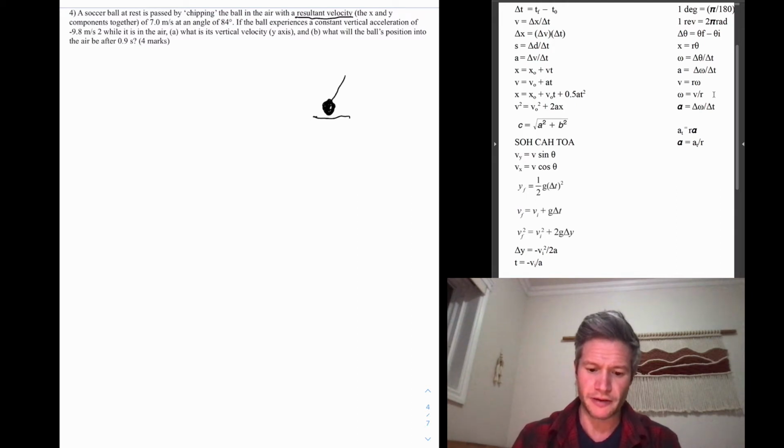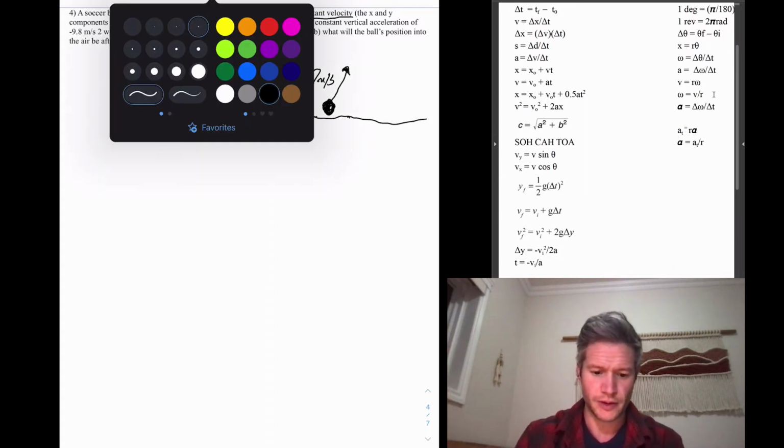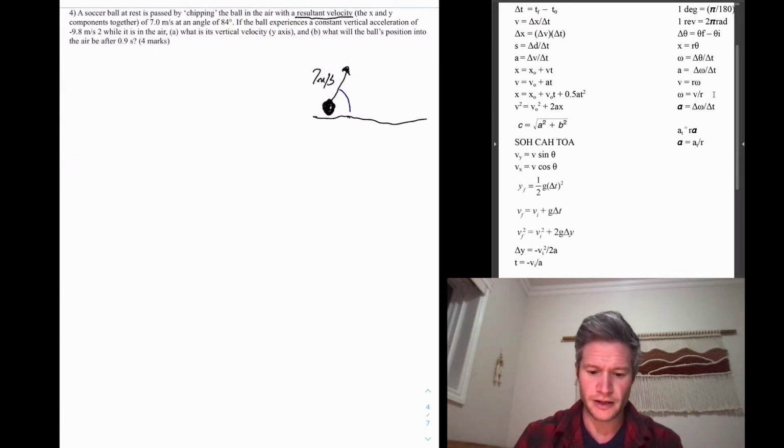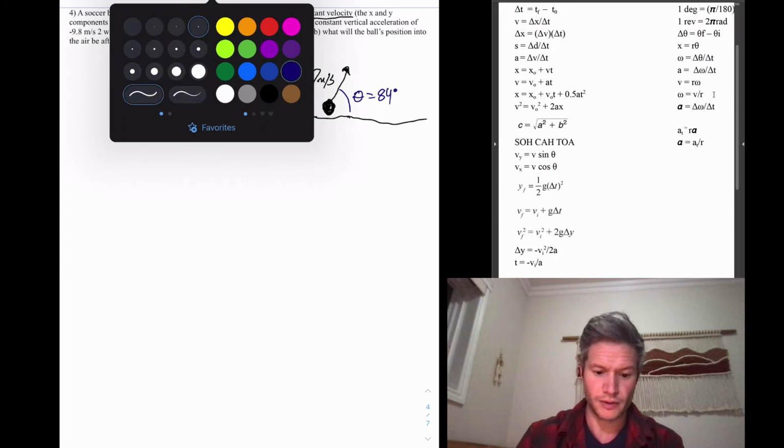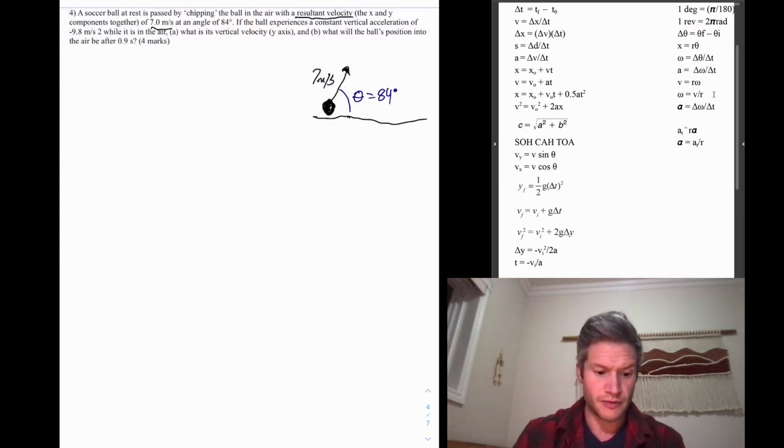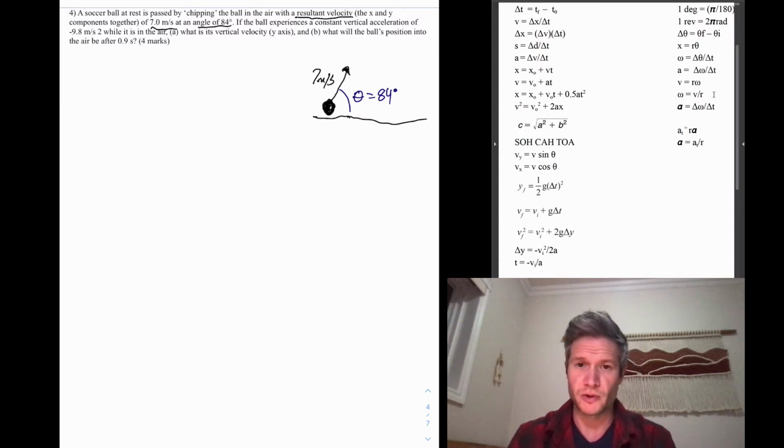So it's going to chip it at a fairly high angle at 7 meters per second. And the angle to the field that this person is chipping the ball up here, that angle, or theta, equals 84 degrees. Okay. So 7 meters a second at 84. So we've been given a magnitude of some sort of a velocity with a direction. So it's definitely a vector velocity.